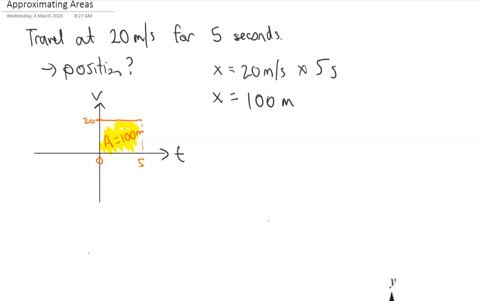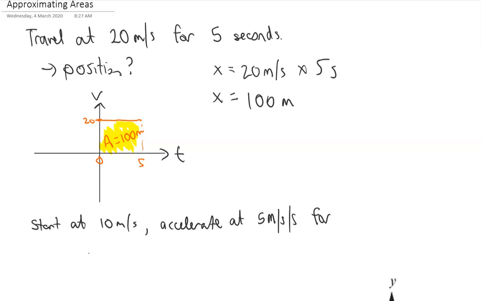So what we're going to be investigating is this relationship between this idea of area and how it works with integration. And so we're going to look at how we do that. If I was to make this just a smidgen more complicated, let's say I start at 10 metres per second, and then I accelerate at 5 metres per second every second for 3 seconds.